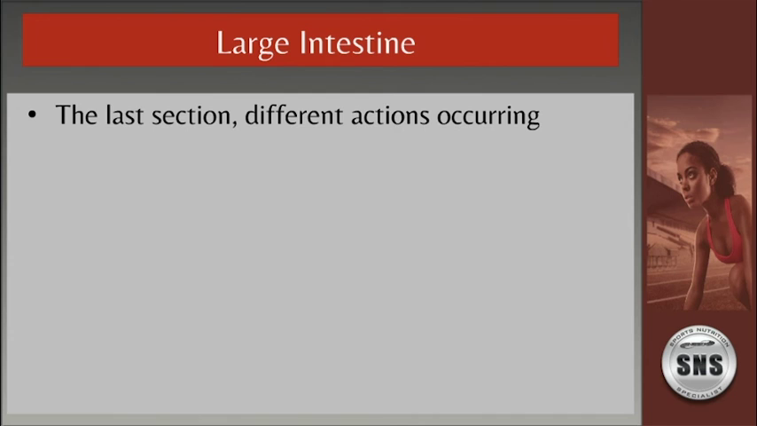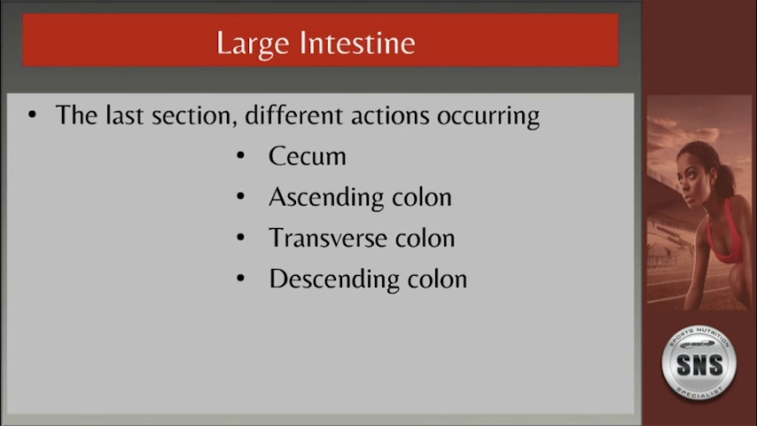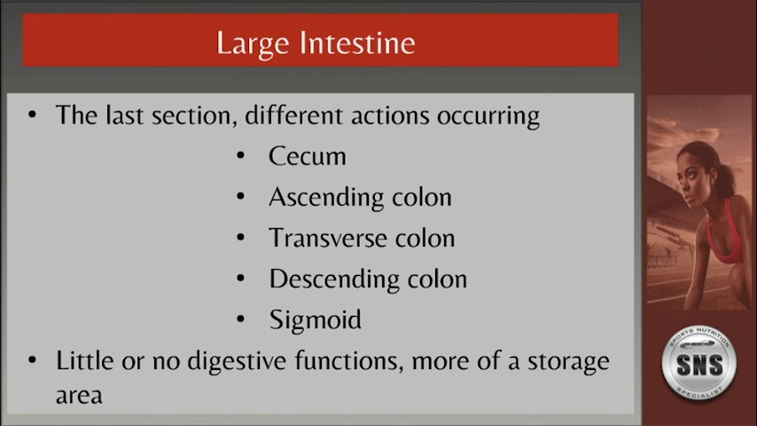The last segment of the GI tract, the large intestine, is different in a few ways. There's different absorption occurring in what's also called collectively the colon, and in this structure, bile salts, water, and electrolytes are all being processed in what will be the final digestive process. Some major divisions of the large intestine include the cecum, the ascending colon, the transverse colon, the descending colon, and the sigmoid colon. The large intestine has little or no digestive function, although it does secrete mucus.